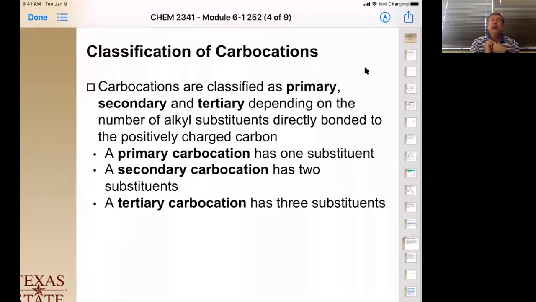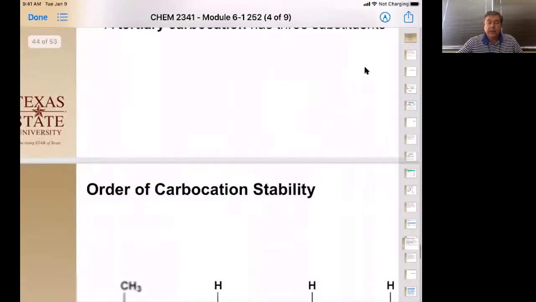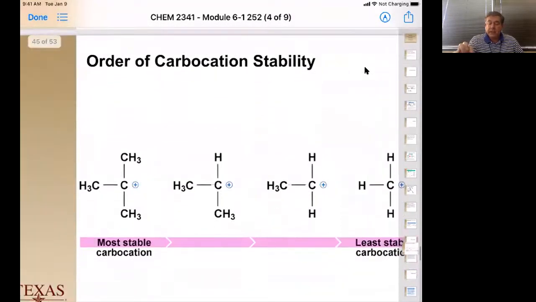If it has 2 things other than hydrogen, it's a secondary. If it has 3 substituents, it has what we call a tertiary carbocation. You cannot have a quaternary carbocation because then you have 4 things bonded to it and carbon's happy. So we only have primary, secondary, and tertiary. And occasionally we call the methyl cation. That's a unique one, but we don't use it. But anyway. All right, so let's talk about those.